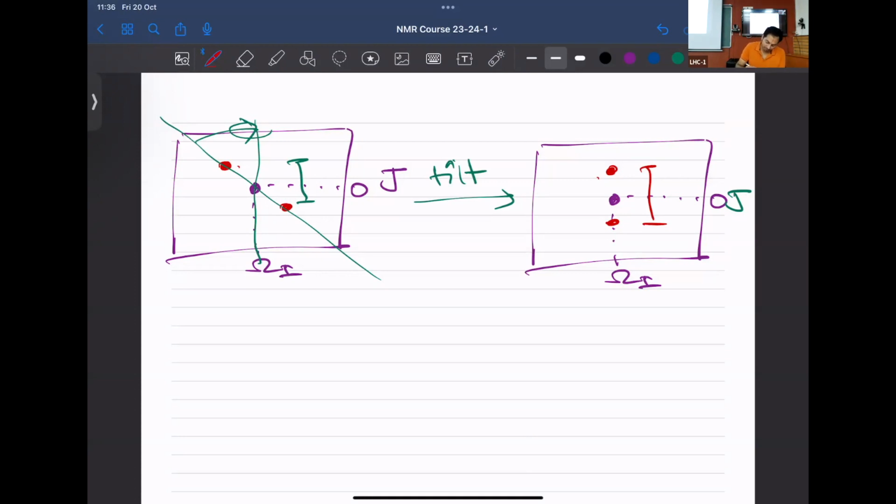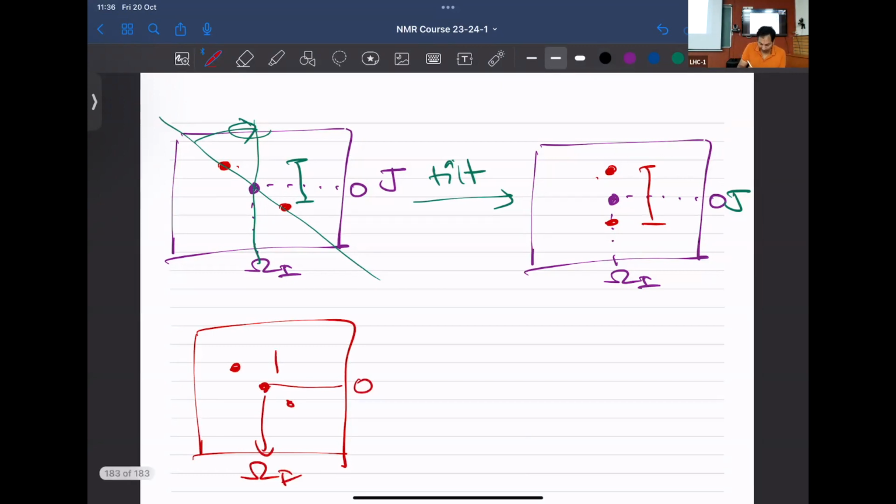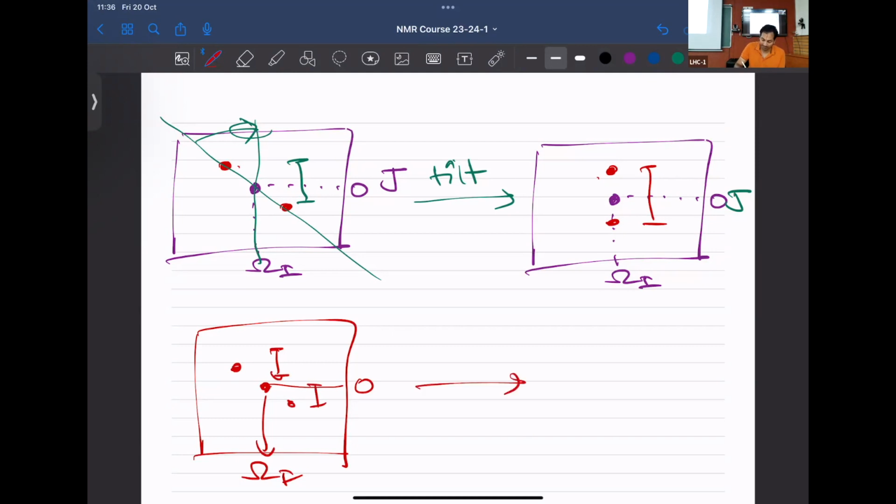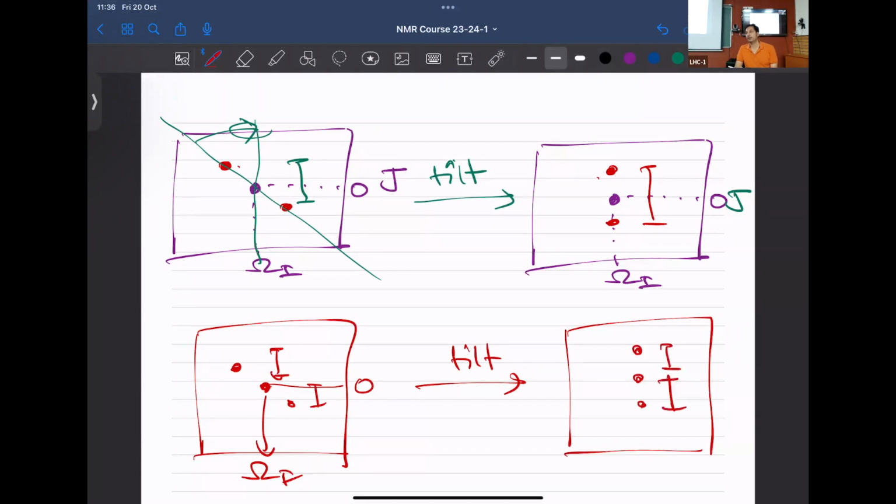For a triplet, you would have gotten something of this sort, where this matches with omega I, where this is the zero of scalar coupling. So if you measure this difference, it will give you the scalar coupling. So if you end up tilting it and getting the spectrum, you will get a nice triplet along the indirect dimension, which will help you measure the scalar couplings. So what we are able to see here is that as we start to play with the pulse program, you can extract any type of information that you prefer to get.